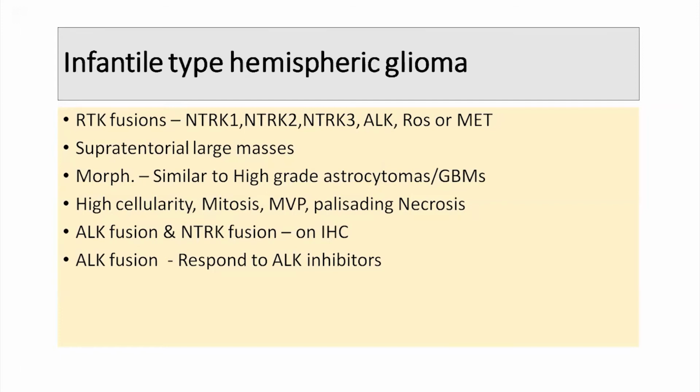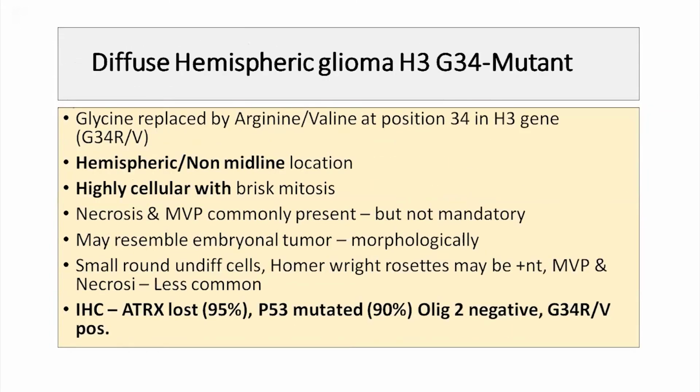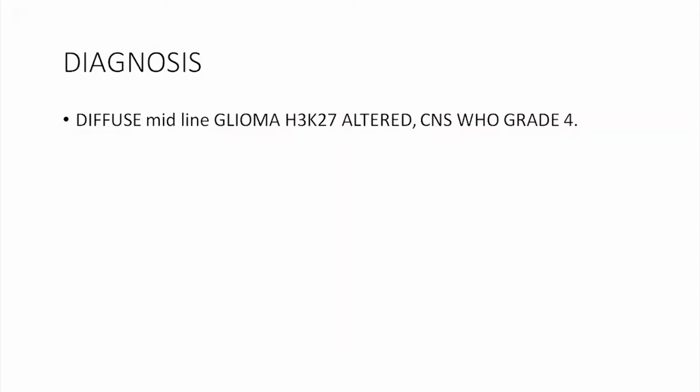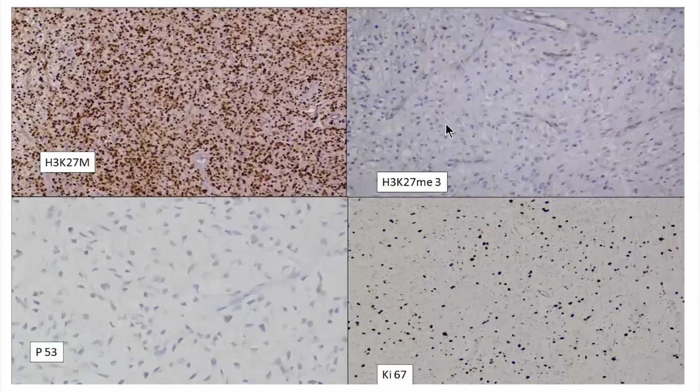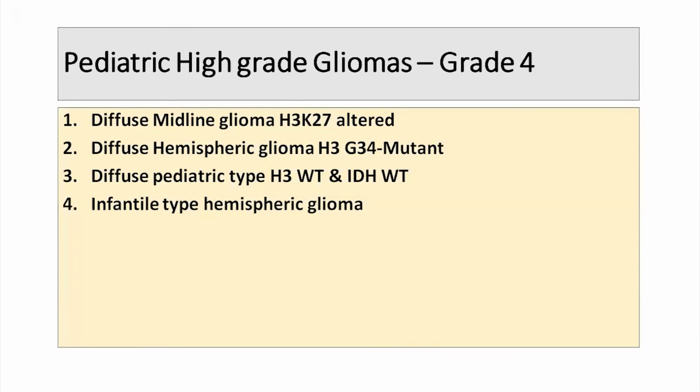The most important feature of pediatric high-grade glioma was the H3 K27 mutation. So I would like to stress that having these two IHC markers is very helpful. The H3K27M mutant protein will be expressed in the nuclei, while H3K27me3 will be lost with this kind of mutation. With the help of these two IHCs, we can diagnose most of these cases.